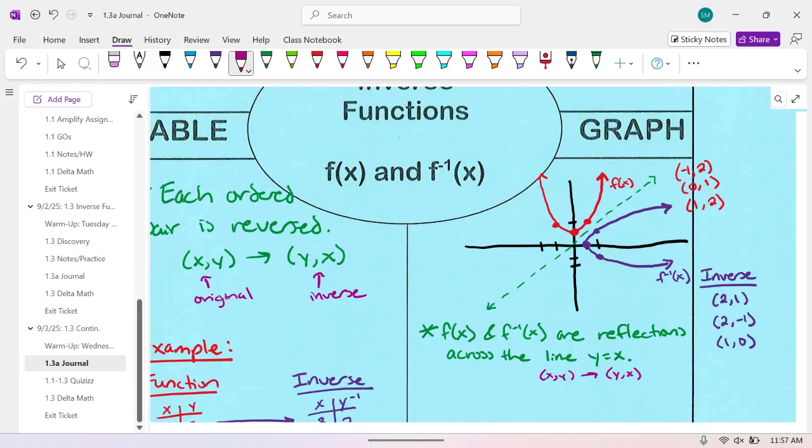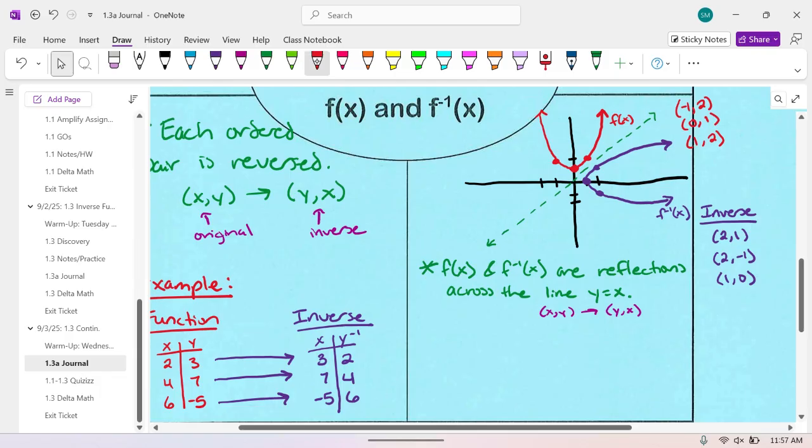All right. But hint, hint, wink, wink, you may be asked on your test, what line is your inverse reflected over? Hint, hint, wink, wink. If you know y equals x, you're golden. Okay.